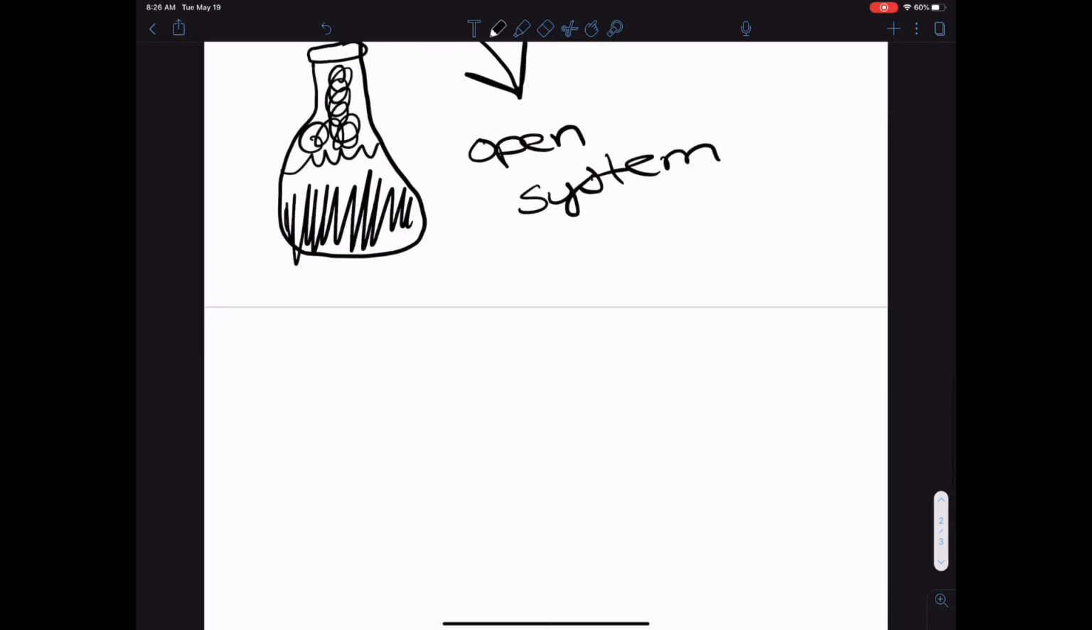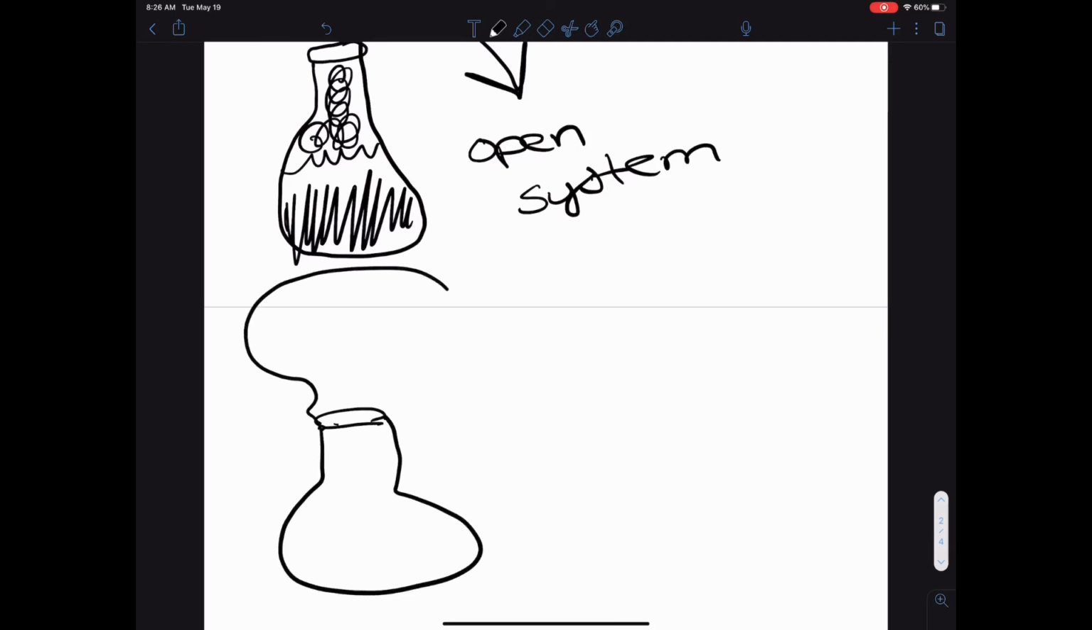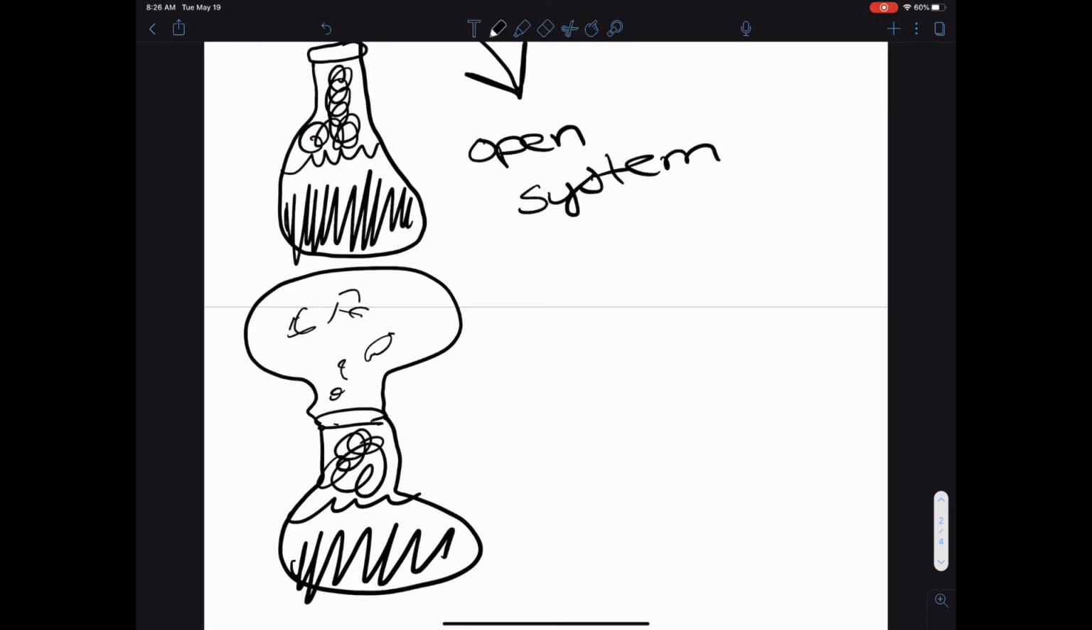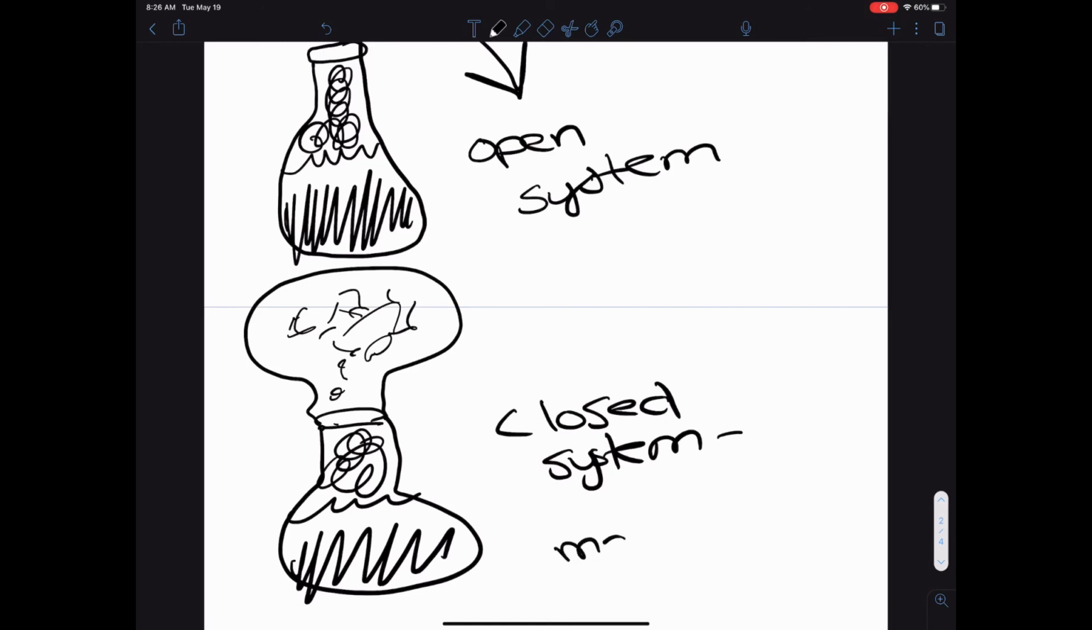But if I have my closed system right here, here's my bottle, and here's my balloon. Okay, here's my baking soda, here's my vinegar, here's my chemical reaction, and here is all the carbon dioxide. This equals a closed system where the mass of the reactants equals the mass of the products. Does that make sense?